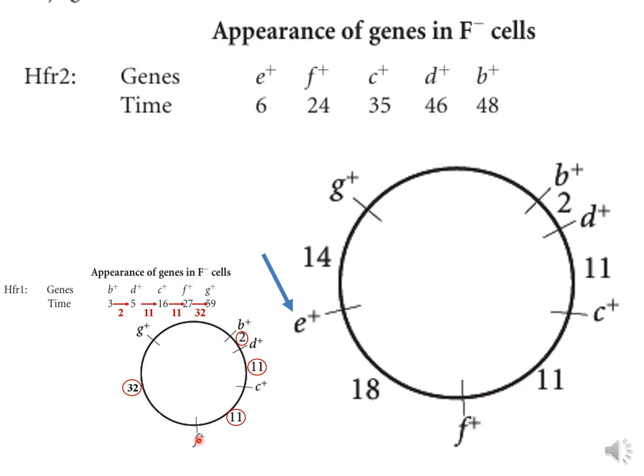And look at the gene C. The gene C for HFR2 is after F. But when we were constructing the map for HFR1, we were saying that F is coming after C. So this difference in the arrangement of F and C for HFR1 and HFR2 is indicating that the direction of the gene map is different for HFR1 and HFR2. They are anti-parallel to each other. Fine. They are opposite to each other. This word is more appropriate.